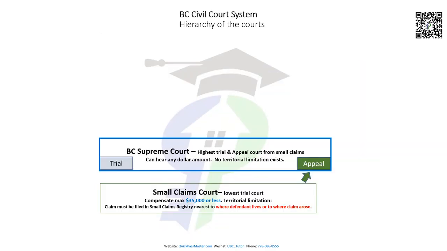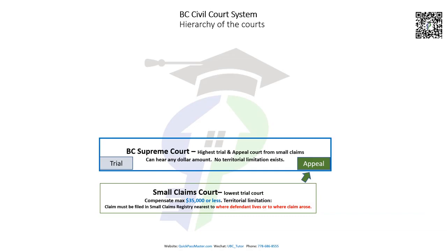BC Supreme Court is the highest trial and appellate court from small claims. If I lost the case at Small Claims Court, I'm not satisfied with the decision, and I wish a higher level court judge can reverse the judgment, then I can appeal to a higher level court, which is the BC Supreme Court. That's what appeal means, to have a higher level court judge reverse the judgment. And the BC Supreme Court can hear any dollar amount and has no territorial limitation.